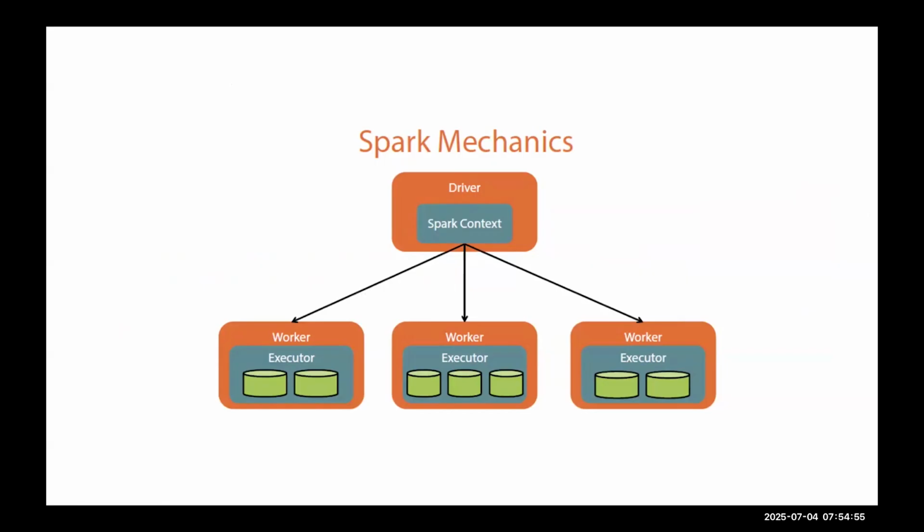In the master and slave, or master and worker, the worker is there to run the job, and the master is there to schedule the job and look at which job is completed. The worker will run the job and tell the master that I have completed this.